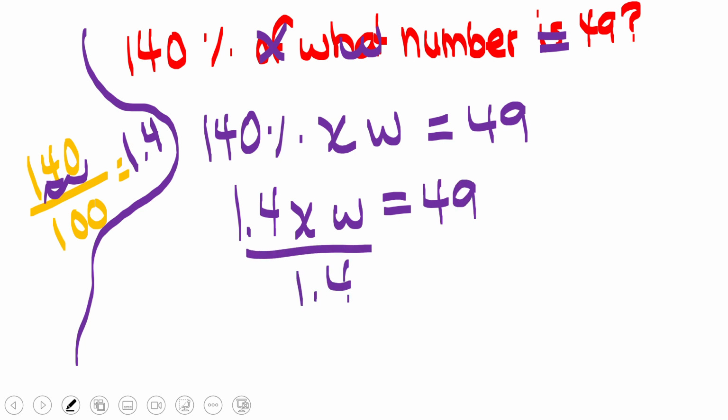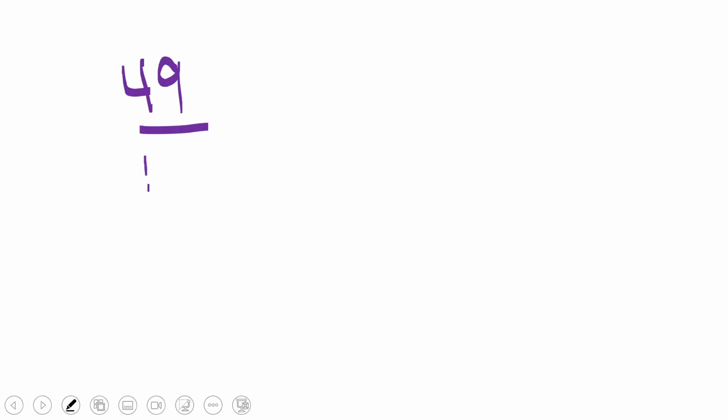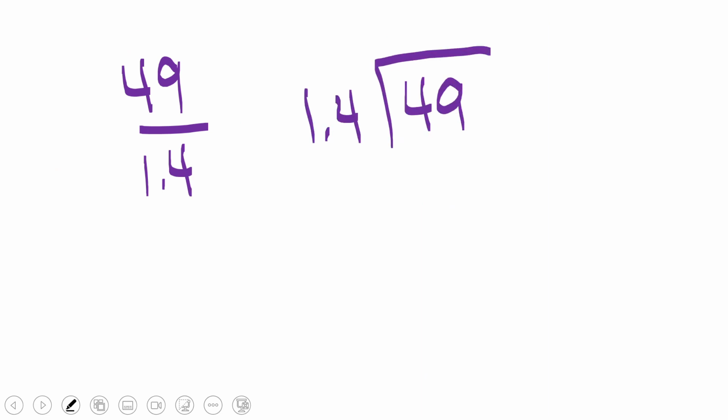And now we're going to divide by 1.4 on both sides. And W is going to equal 49 divided by 1.4. Okay. 49 in the house, 1.4 outside the house. We want to get rid of our decimal by multiplying by 10. That means we're going to multiply by 10 inside the house as well, and 49 is 490. It's going to be now 490 divided by 14.